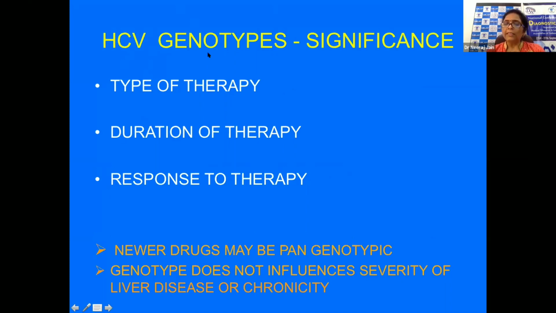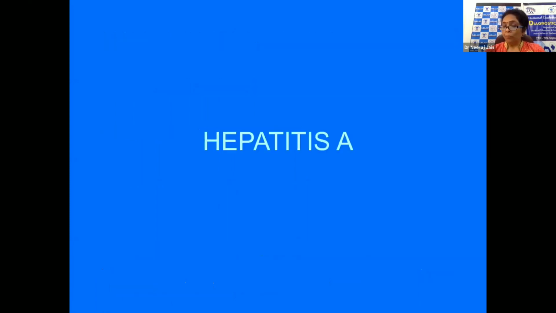But recently there is a shift in this statement. Now we are getting pan-genotypic drugs, which means a drug is active against all the genotypes. So with time, maybe genotype testing may not be required. Another important point to understand is that genotype does not influence the severity of liver disease. That means a person of any genotype can have severe disease or mild disease. That does not depend on genotype.